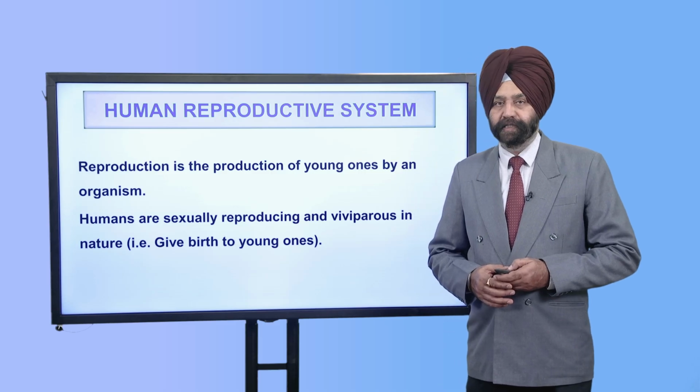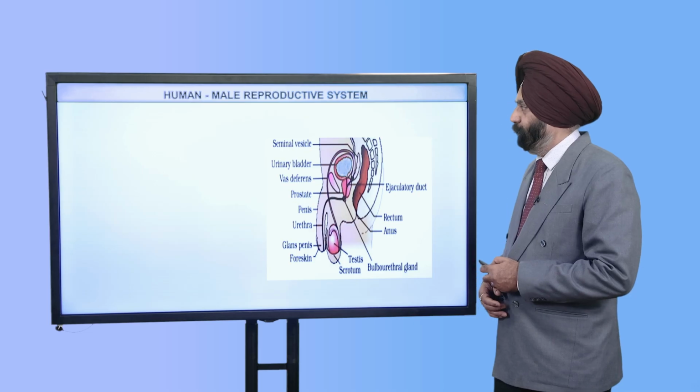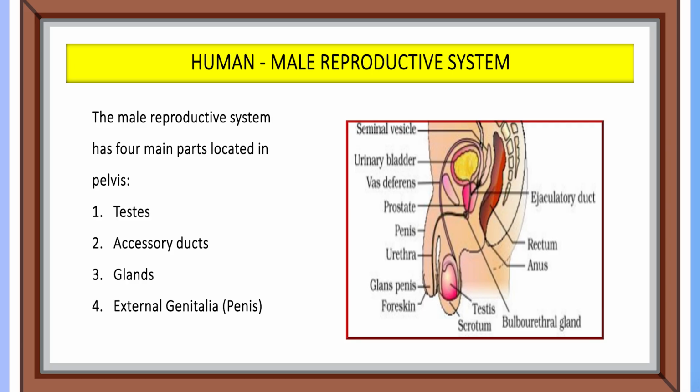Starting with what reproductive system means. Reproduction is the production of young ones by an organism. Humans are sexually reproducing organisms. They are viviparous in nature, that means they give birth to young ones. Let's first start with the male reproductive system.